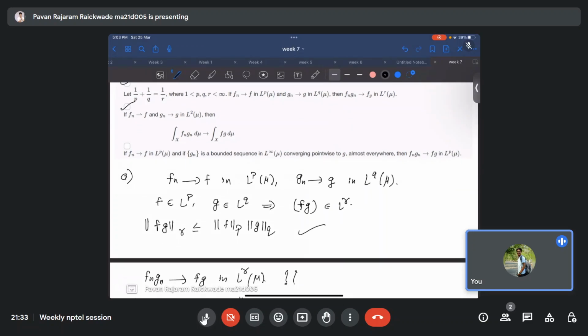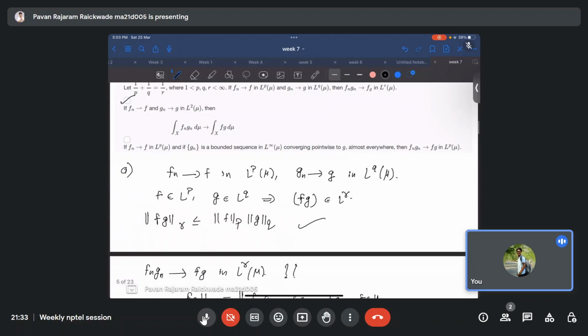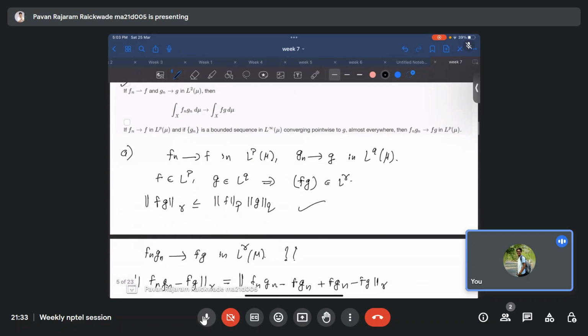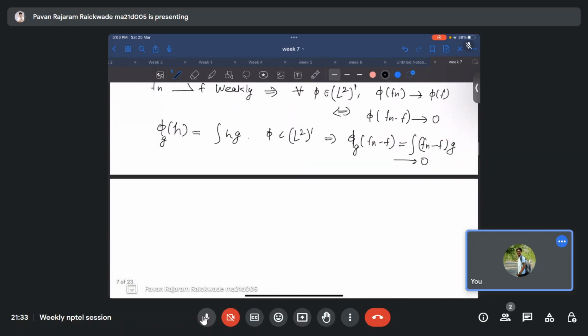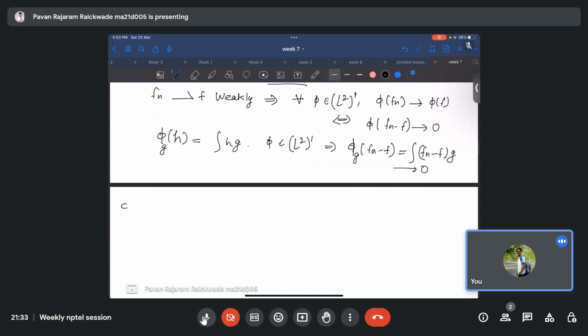Fn goes to f in Lp, and gn is a bounded sequence in L infinity converging to g almost everywhere. Then fn gn converges to fg in Lp. So this is also true. We'll see how. I will do this with a proof along similar lines.